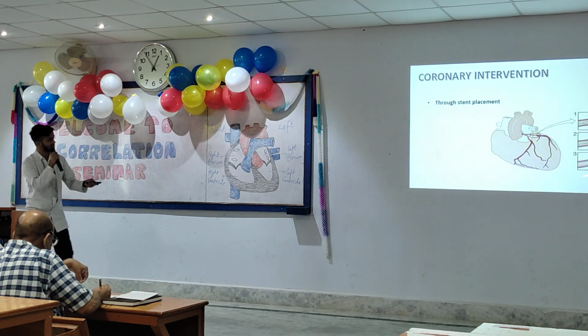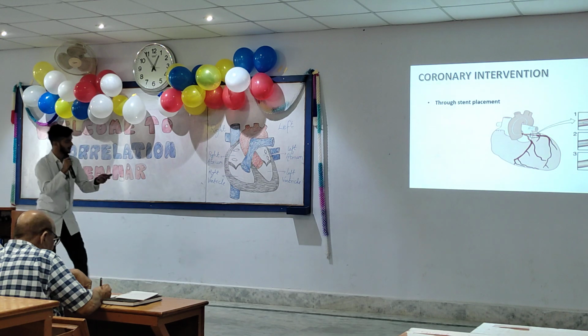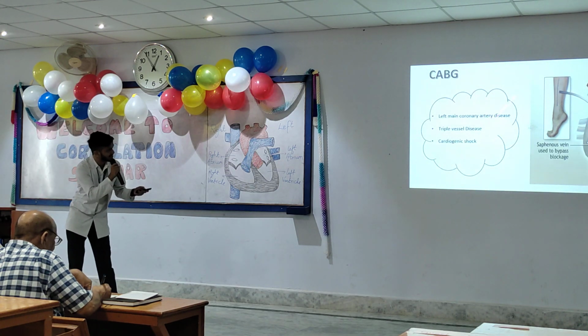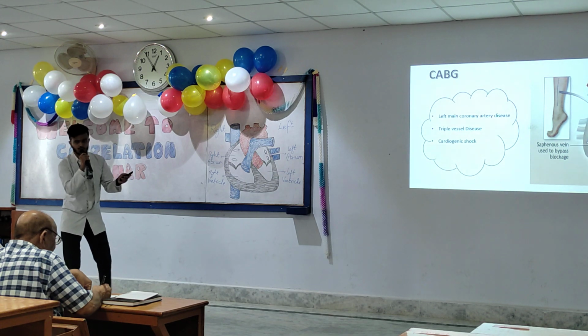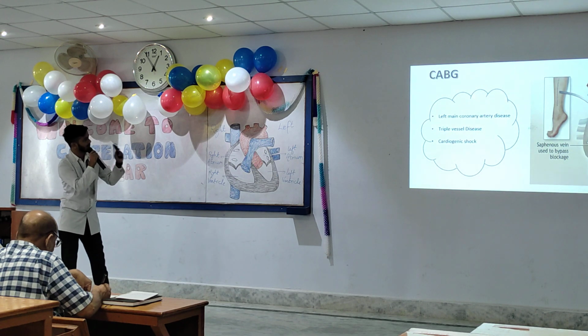Next, you can see this is the figure of the coronary intervention where a stent is placed to avoid the clotting. Next, this is the CABG. In the CABG, here we can see the great saphenous vein. We can also use the internal thoracic artery to create the bypass.